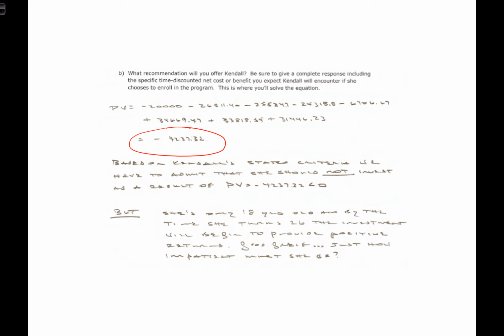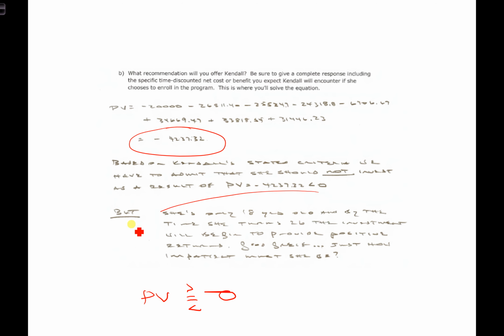$4,237.32. Remember that our decision rule is based upon if present value is greater than, equal to, or less than 0. When it's greater than 0, we like it. Less than 0, we dislike it. Equal to 0, we're indifferent. Here, clearly we're less than 0, so we have to recommend to Kendall that based upon the parameters that she's given to us, that she does not participate in the education experience.